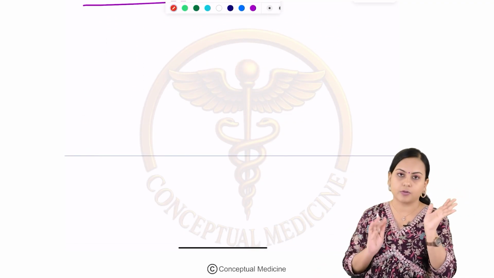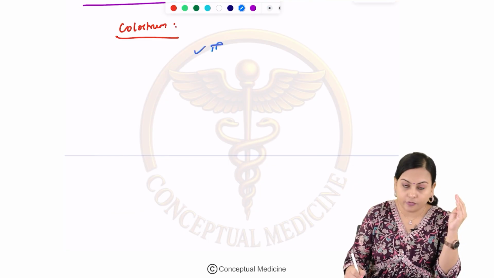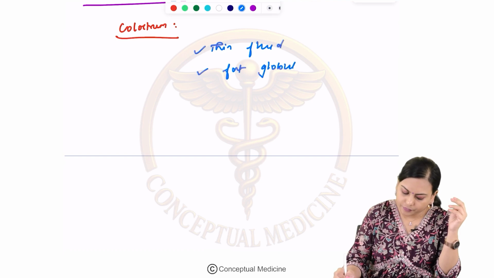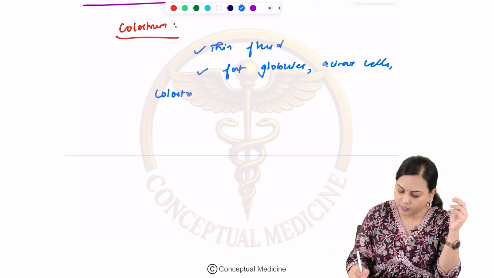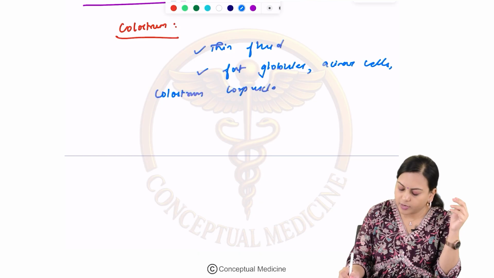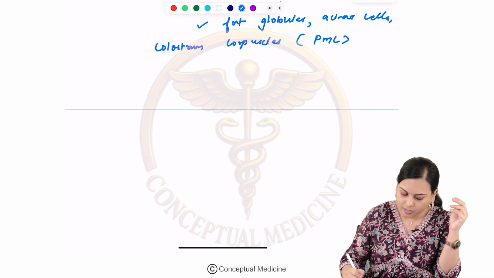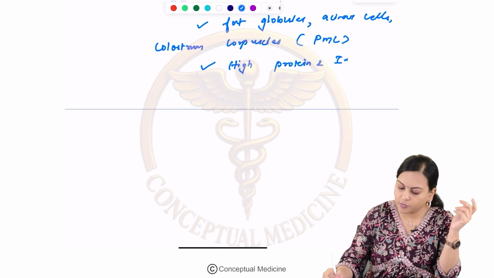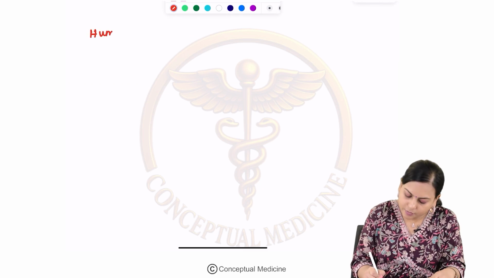So what is colostrum? What is the actual milk? Colostrum is usually a thin fluid that contains fat globules, acinar cells and colostrum corpuscles. Colostrum corpuscles contain polymorphonuclear leukocytes. Colostrum is also high in protein and immunoglobulins, especially the immunoglobulins G, A and M. Clear?